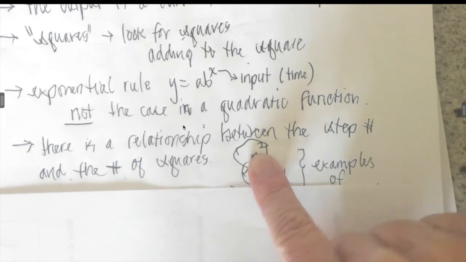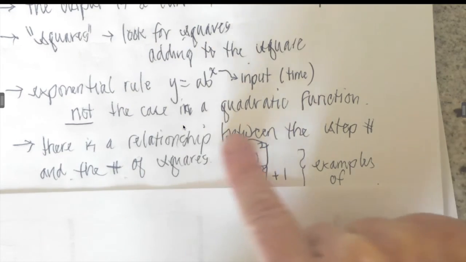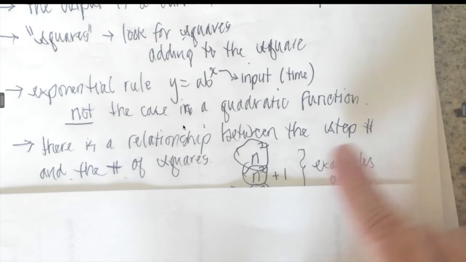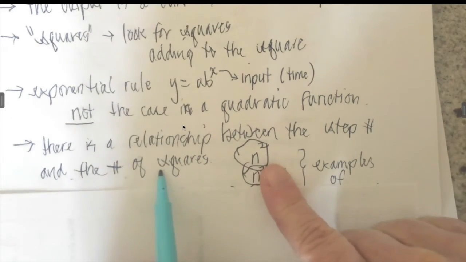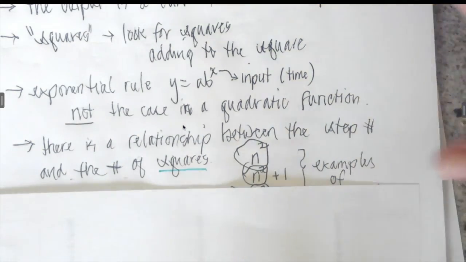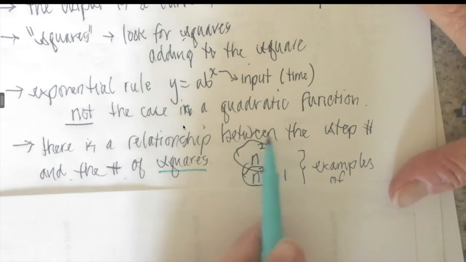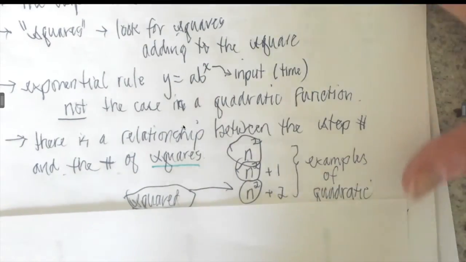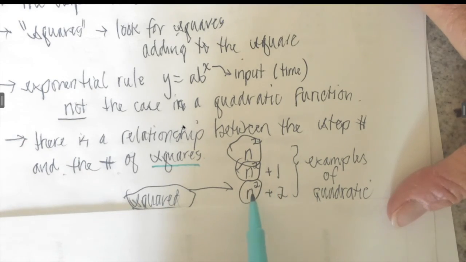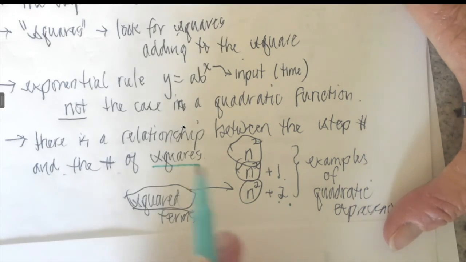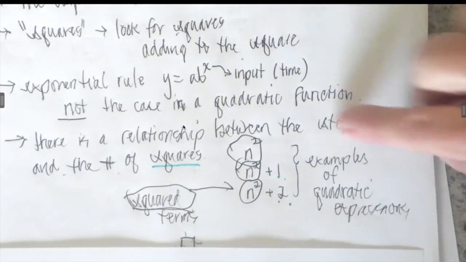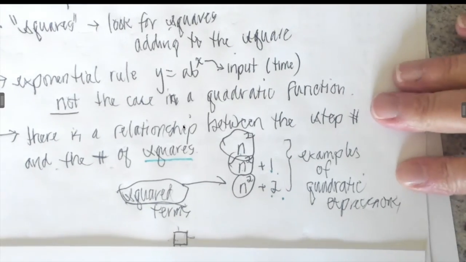And I've noticed that there is a relationship between the step number and the number of squares. I'm talking about the number of squares in the square here. So n squared. I took n squared plus 1, n squared plus 2. This is my square that I'm talking about. These are the additional squares that I added on to my square. These are all examples of quadratic expressions.